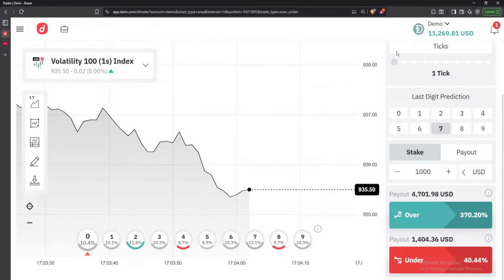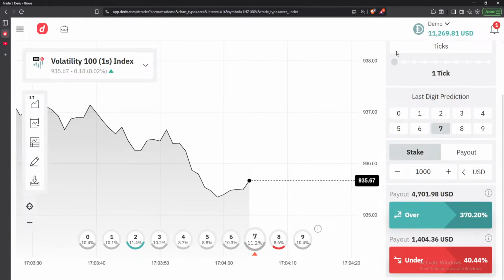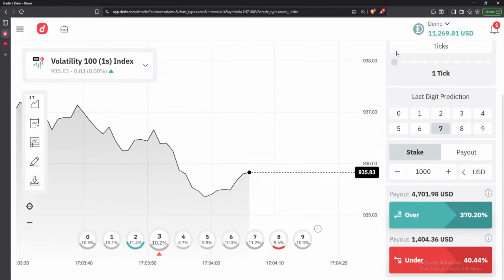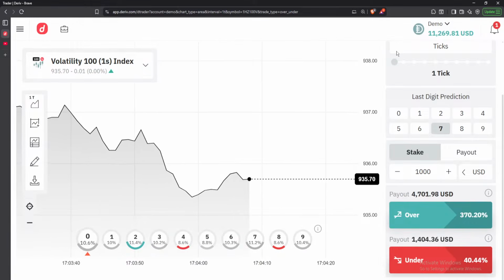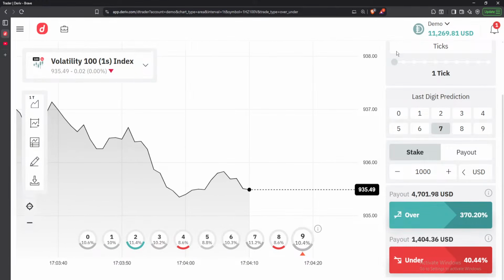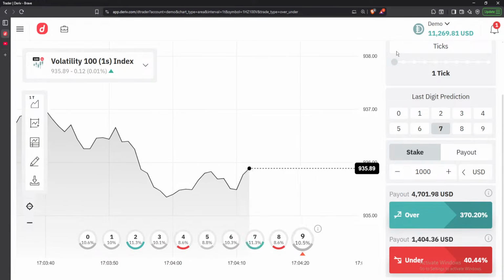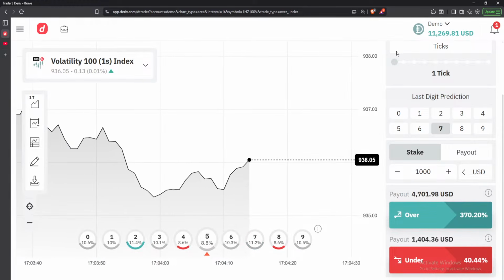But if you're trading on digits, go for the lower volatilities. That is 10, 15, 25, and 50. And if you have understood the strategy you are using, target 100. I hope that answers your question.